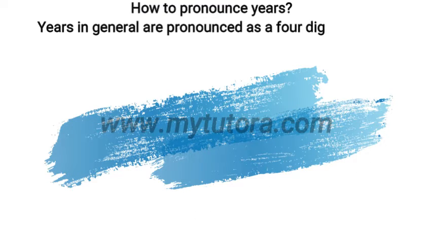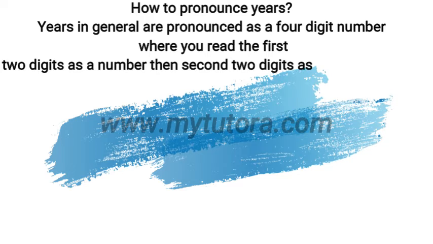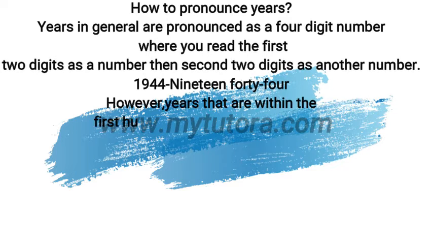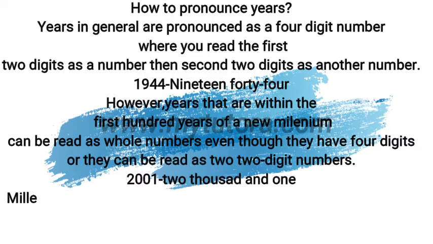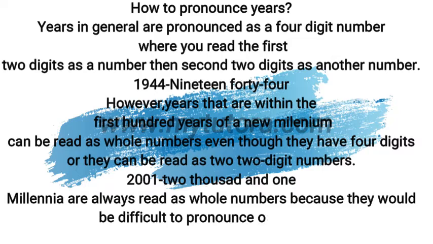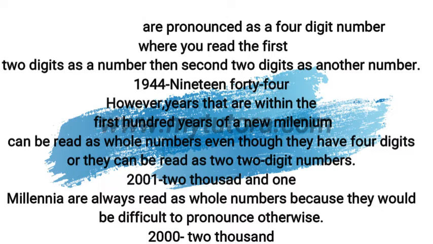How to pronounce years? Years in general are pronounced as a four-digit number where you read the first two digits as a number, then the second two digits as another number. For example, 1944 we will say nineteen forty-four. However, years that are within the first 100 years of a new millennium can be read as whole numbers even though they have four digits, or they can be read as two-digit numbers. For example, 2001, we will pronounce it as two thousand and one.